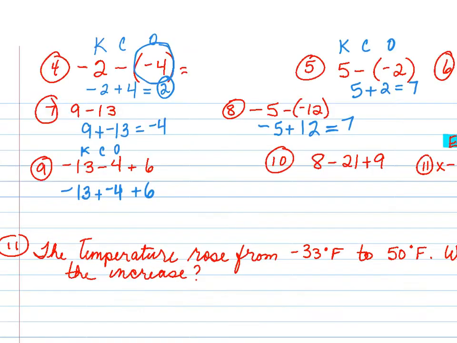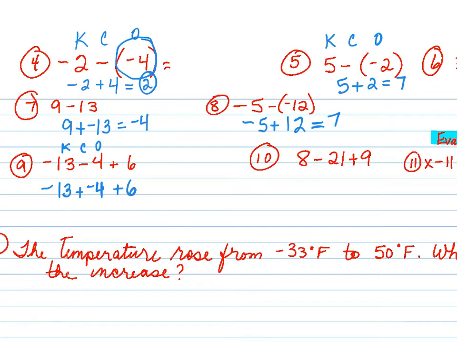I don't care which ones you do first, but I think it's easier to add the negatives together first. So I'm going to underline those. Negative 13 plus negative 4. What do you get, Callie? Negative 17. Drop down your plus 6.